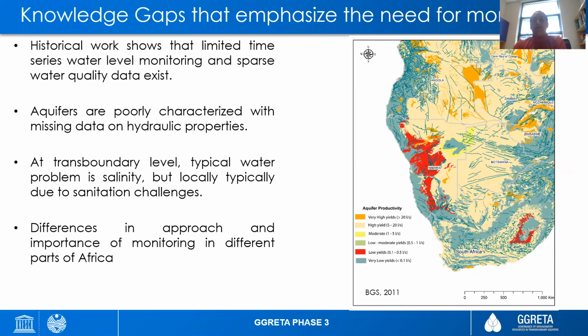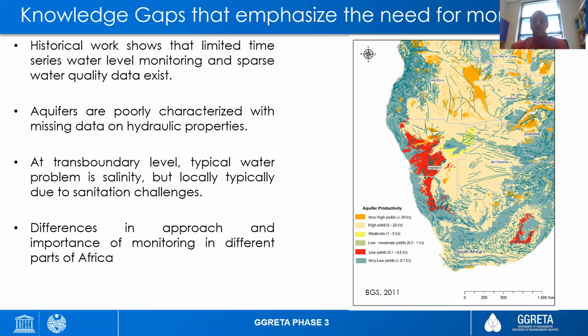So considering knowledge gaps with respect to monitoring, some historical work has shown that there's limited time series water level monitoring and sparse water quality data exists for many parts. We also know that to a large extent, aquifers are poorly characterized, with some missing data on hydraulic properties, for example.